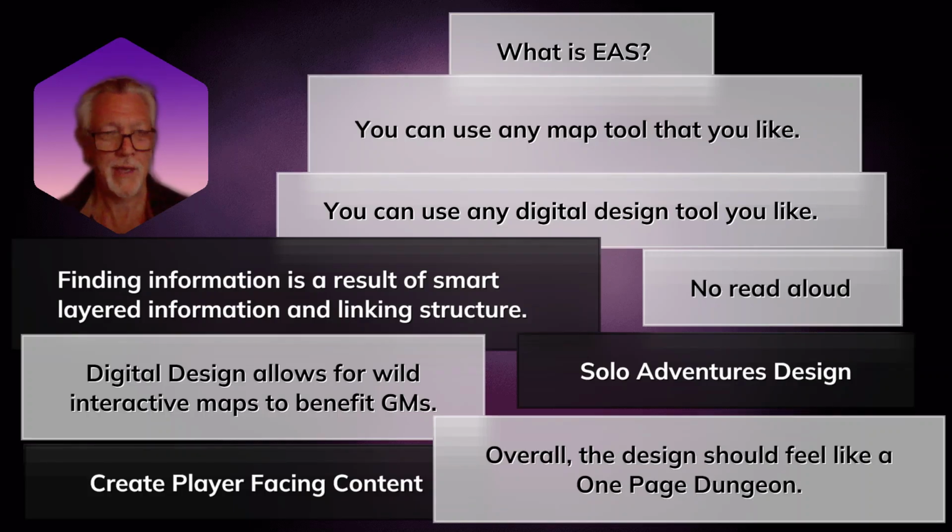Continuing on with what is EAS. Finding information is a result of smart layered information and smart linking structure. I've already talked about layered information. Linking structure, in the demo module that I showed you, I have 4 main categories where information is broken up and grouped into. And that's the story elements, the creatures, the NPCs, and the maps. And from those 4 main areas, you spread out into all the related subject matter.